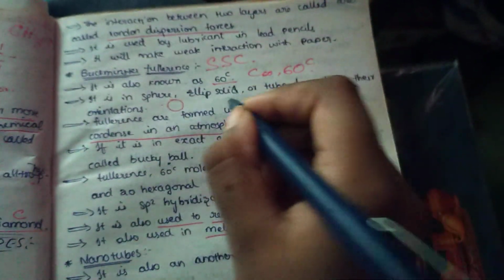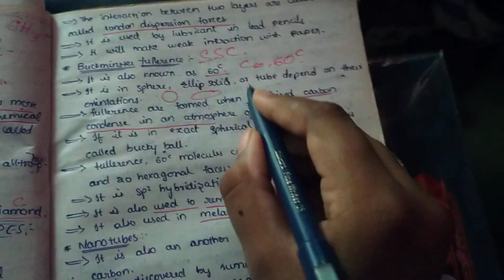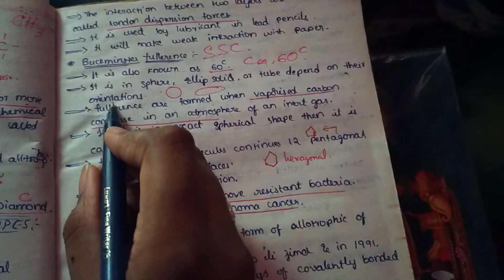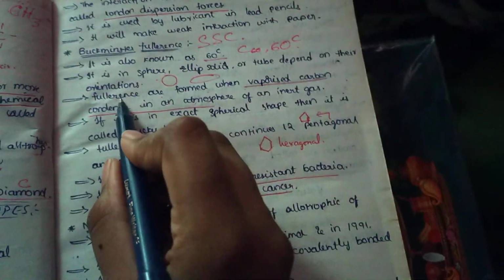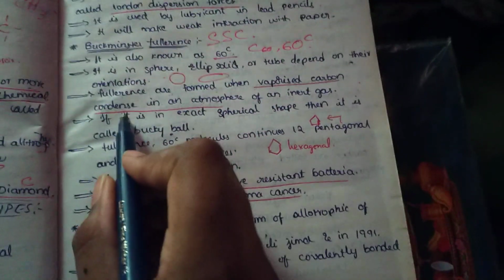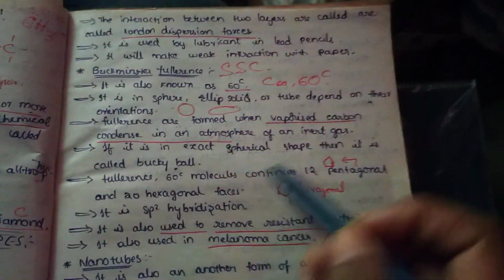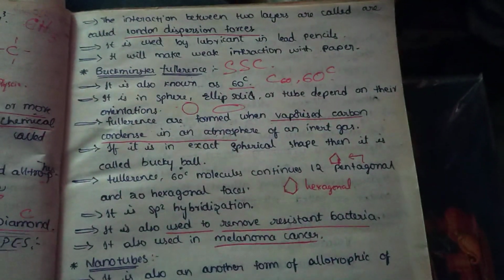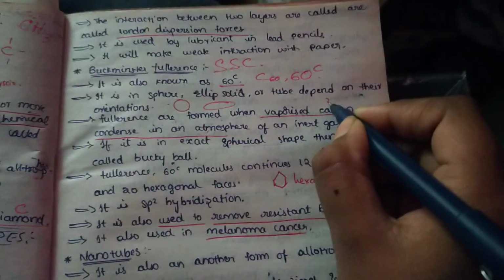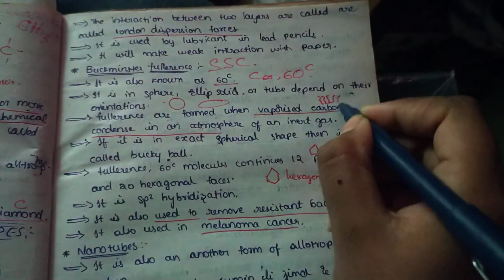It is in sphere, ellipsoid, or tube shape depending on the orientations. Fullerenes are formed when vaporized carbon condenses in an atmosphere of an inert gas. When you see these fullerenes, it means vaporized carbon has condensed. When carbon is heated, it becomes vapor, right?